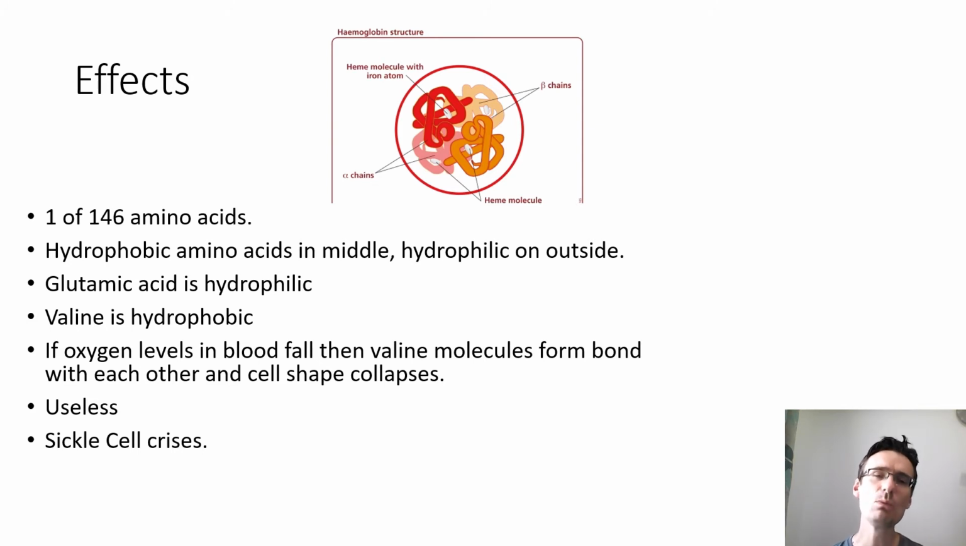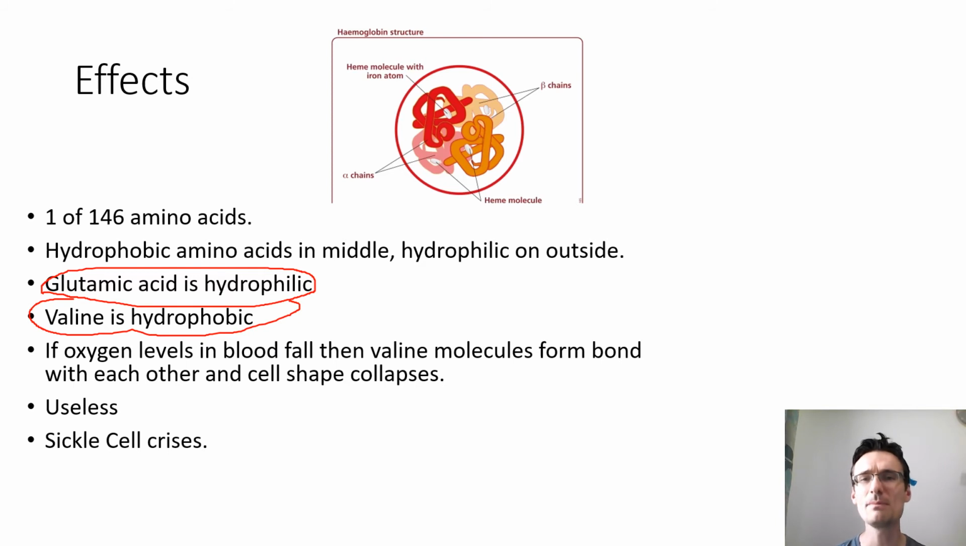It's only one of 146 amino acids, so it's 1 in 146, but if you remember the structure of hemoglobin, it has hydrophobic amino acids in the middle and hydrophilic on the outside, maintaining that globular protein shape. Glutamic acid, sorry, I said the wrong one earlier, is hydrophilic, so that's what it should be, but it mutates because of the change in one organic base in codon 6 to valine, so it becomes hydrophobic.